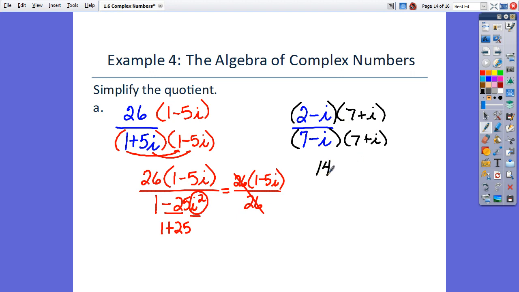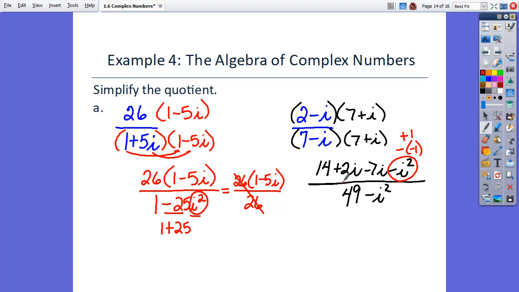So 14 plus 2i minus 7i minus i squared. And so I will end up simplifying that in just a moment. And then on the bottom, the bottom are conjugates, so you can FOIL this. So 49 minus i squared. So now what we need to do is just clean this up a little bit. And so i squared is negative 1. So look what we have here. We have the opposite of negative 1, which is actually a plus 1.